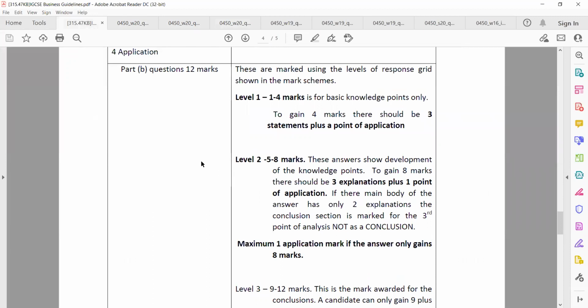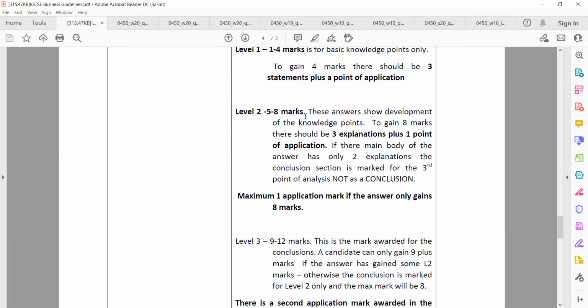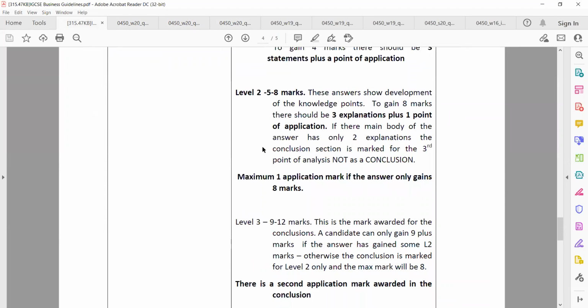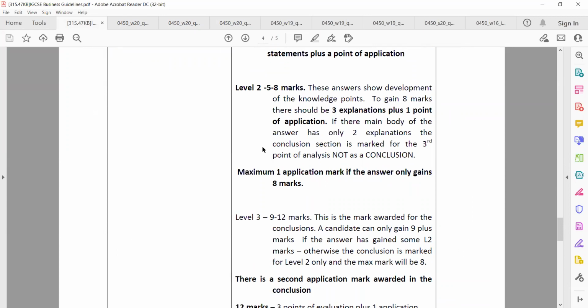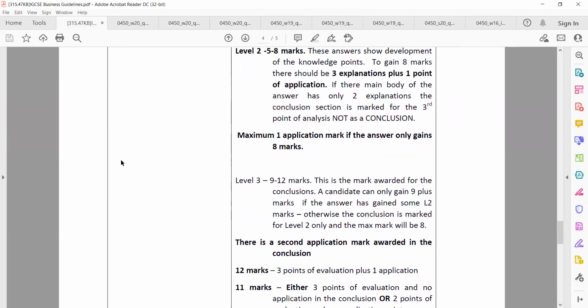So we're going back here as a recap. Question B is 12 marks. If you want to get 4 marks only, then you should present 3 knowledge marks and 1 application. If you want to get the 5 to 8 marks category, the 3 knowledge points should be explained with analysis plus an additional 1 application. If you want to get 12 marks, add a conclusion or an evaluation, that is 3 statements plus 1 application. That way you will get 12 marks.